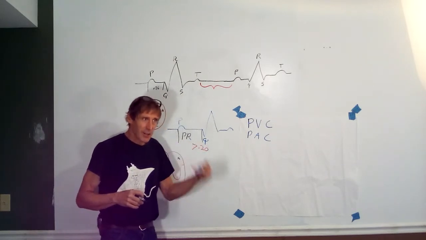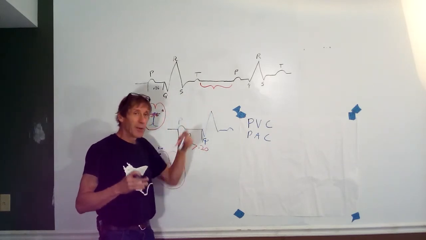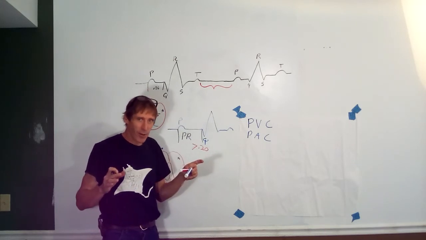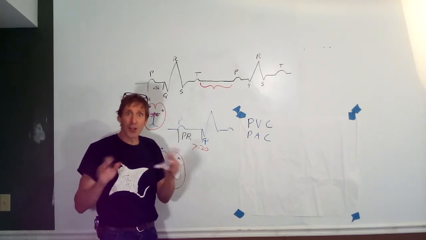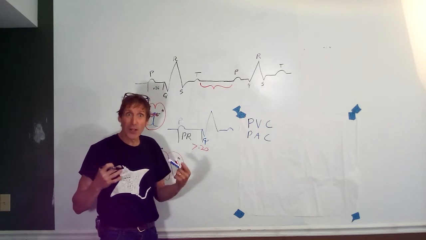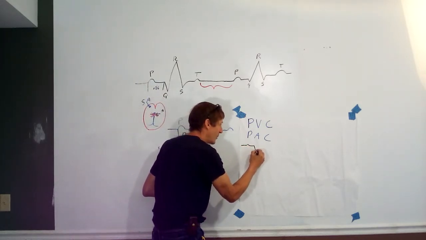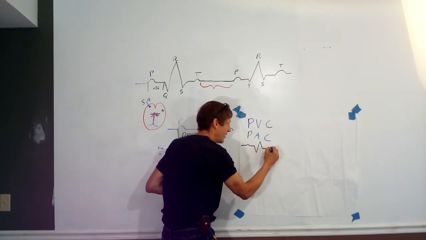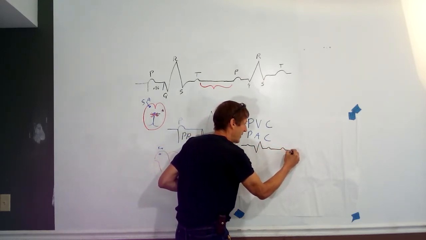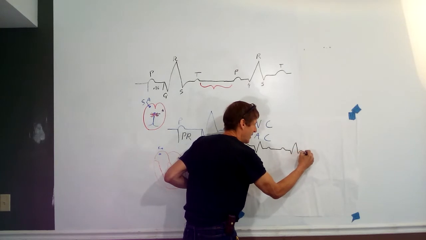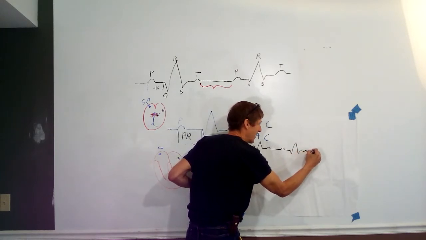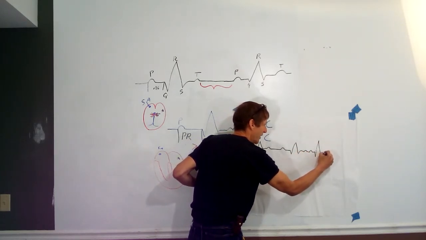the SA node fires, SA node fires, SA node fires, everything's fine, but then, kind of from out of nowhere, some other cell in the atria just generates an action potential prematurely before the SA node fires. You might see something like this. P wave, QRS complex, T wave. P wave, QRS complex, T wave. Then really quickly, another P wave, QRS complex, and a T wave.